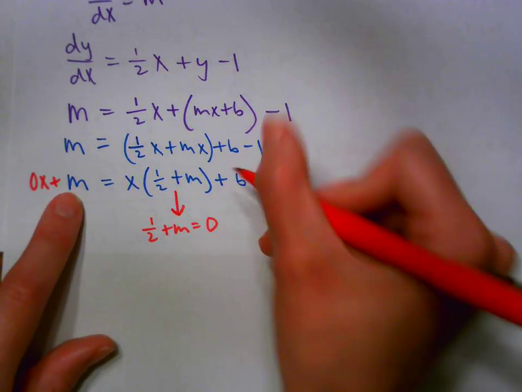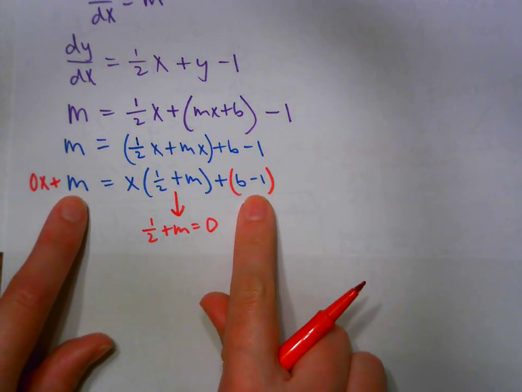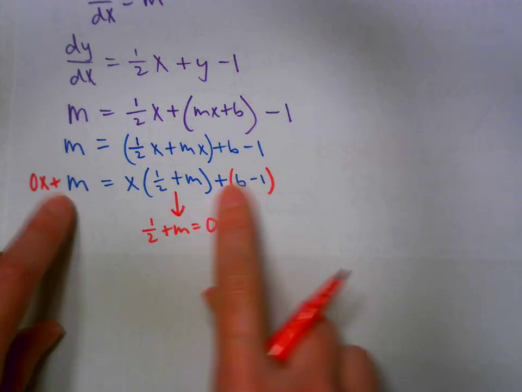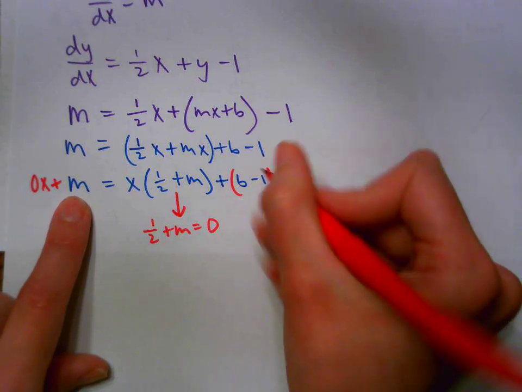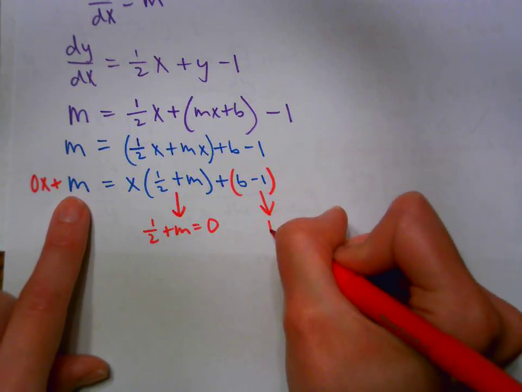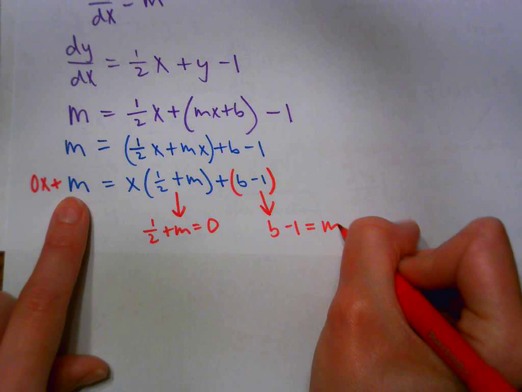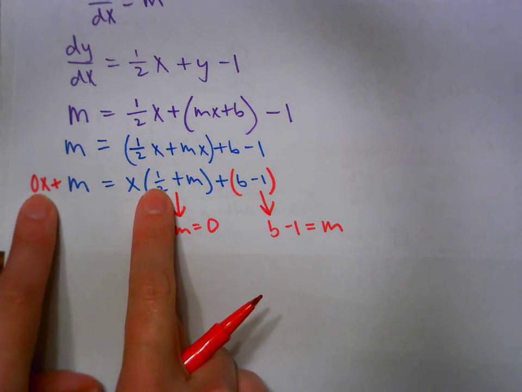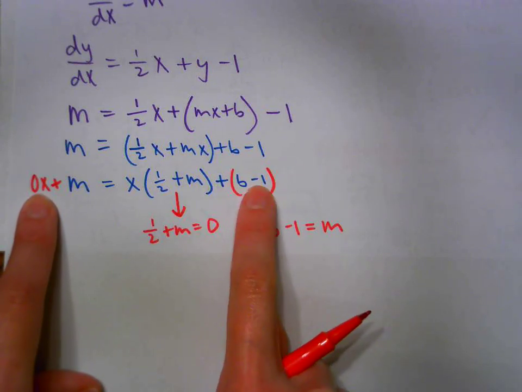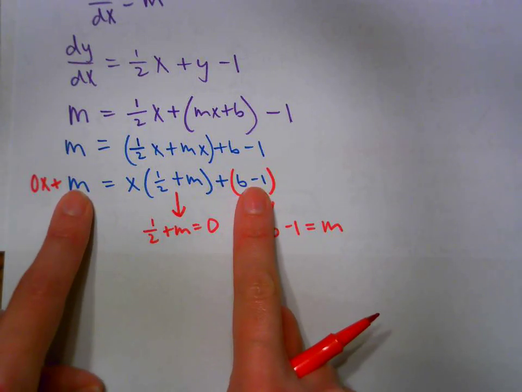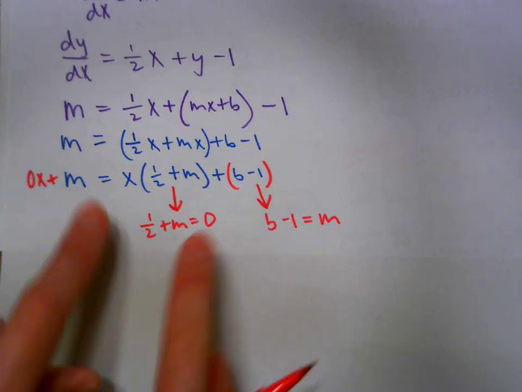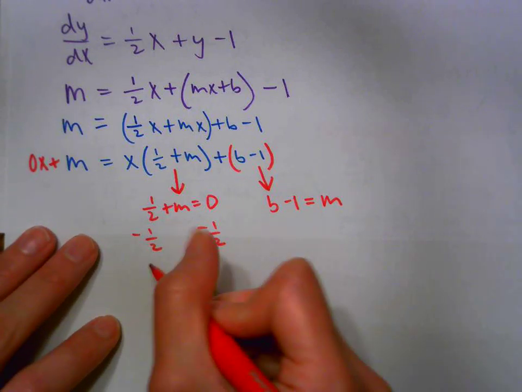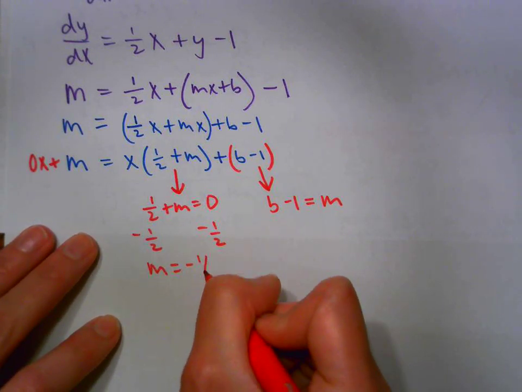And then this b minus 1 is like the constant, right? It's like 0 times x plus this last stuff. So this b minus 1 needs to equal 0 as well. Just think about these first two terms equaling, and then treat this b minus 1 as one term, and those constants equaling. So now we can solve this for m pretty easily. Minus a half, minus a half. So m equals negative a half.